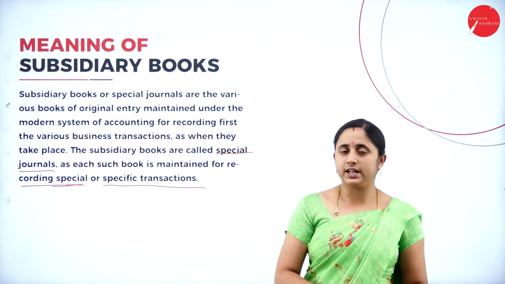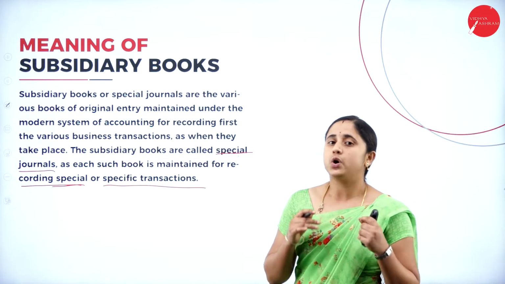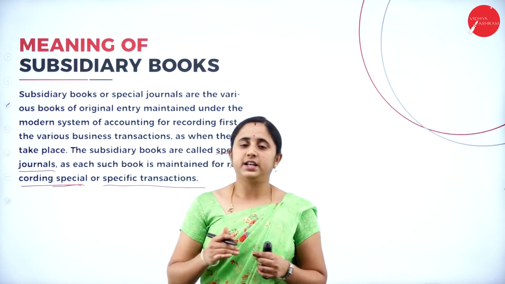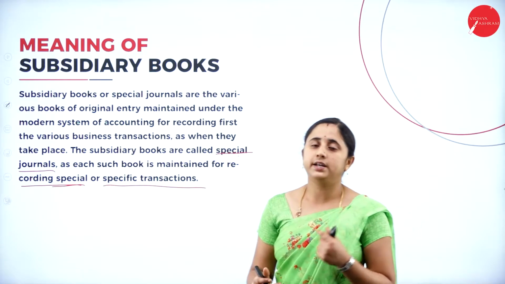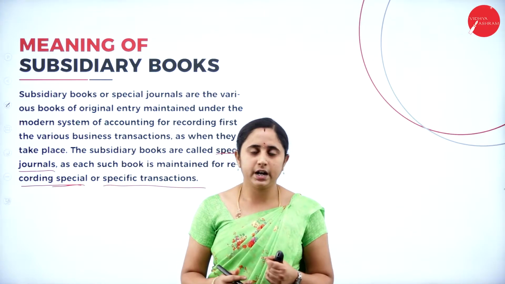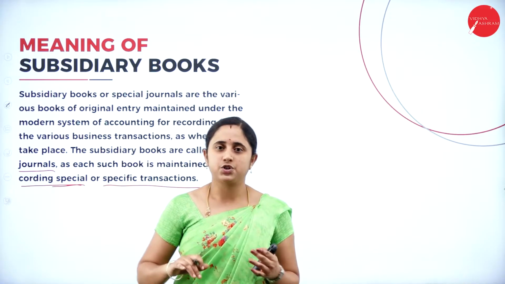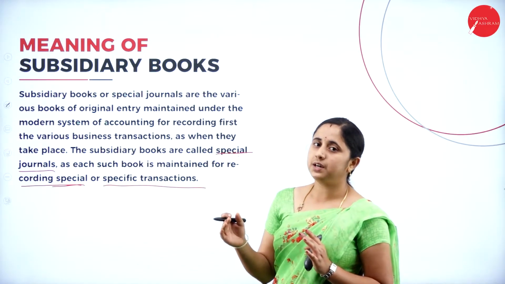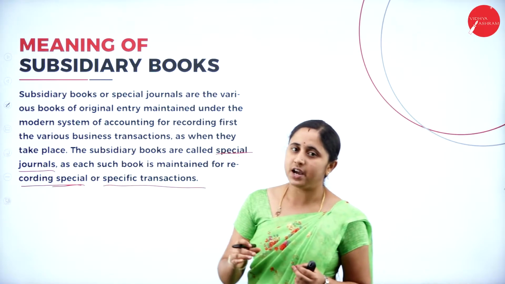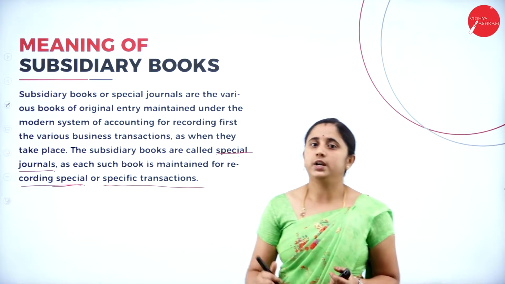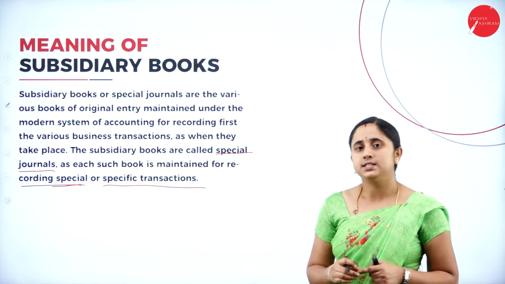In the normal journal book, you will record all the transactions in a single book. So, it is difficult for the management to identify a particular transaction when they need it. In a small business, they can identify the transaction, but in a large business or big organization, they cannot find the particular transaction whenever they want. So, it is difficult for them to identify. So, they came up with the concept of subsidiary book.